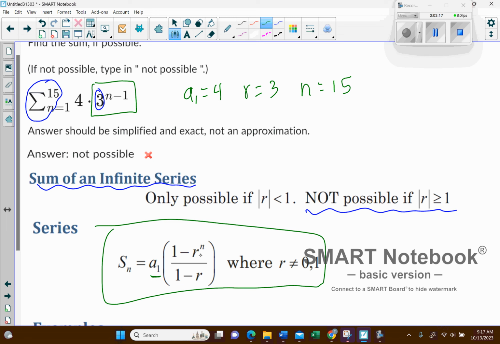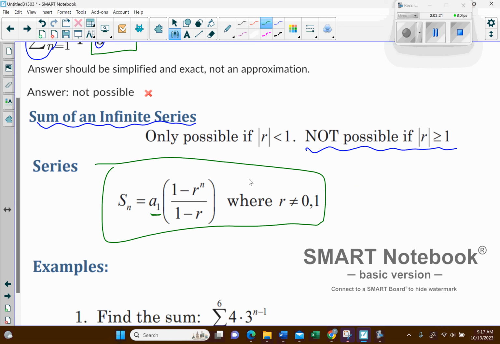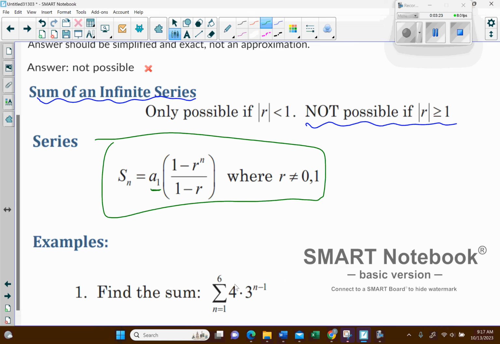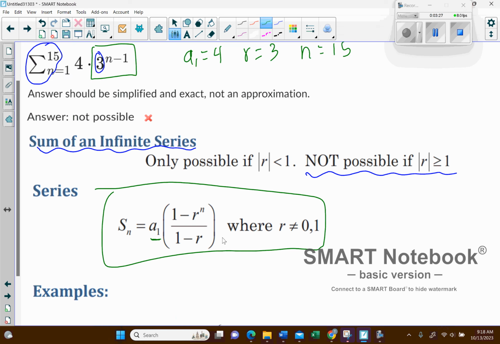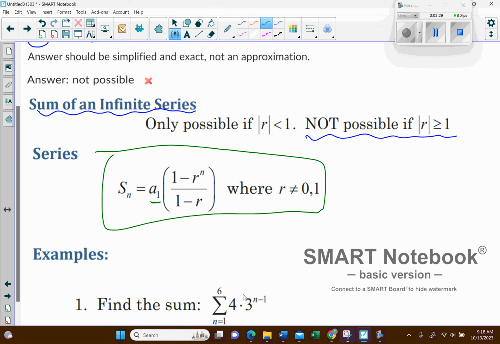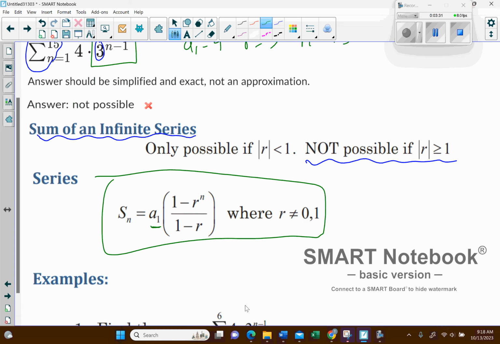So, anyways, I'm going to let you try to finish that on your own. But if you need to, go back and review the video because it's pretty much identical. Instead of your N being 15, in the video it's a 6. But other than that, everything else looks identical.